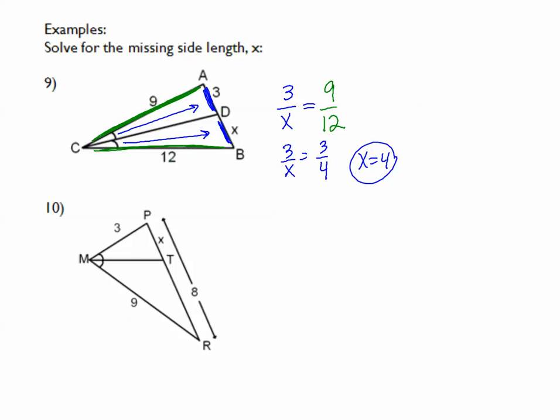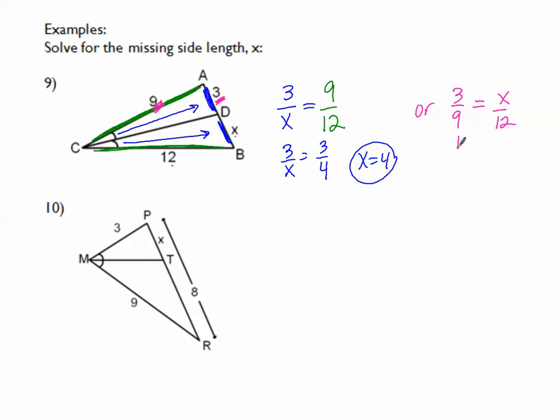Now I could have set this proportion up a different way. So let's look at it in a different way. Instead of going 3/x, I can do little segment that's on the top with side that's on the top. So little segment over side, 3/9 equals, as long as I go in that same order, x/12. Let's see if it works out the same.